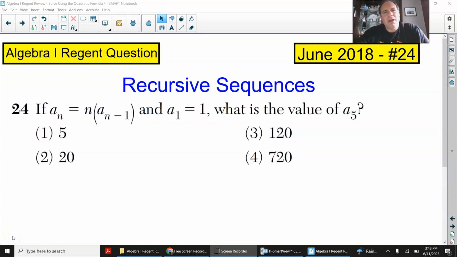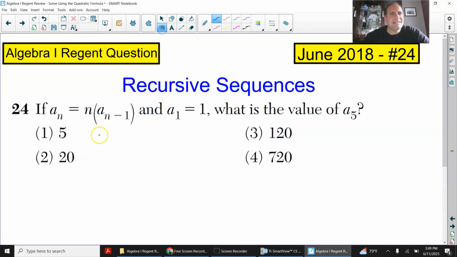Hello everyone. Today we're going to go over recursive sequence questions on the Algebra 1 Regents. A lot of times when you get up to a question like this, it looks really daunting, like another language, and that's what shuts people off to it all of the time. But it is not that difficult.